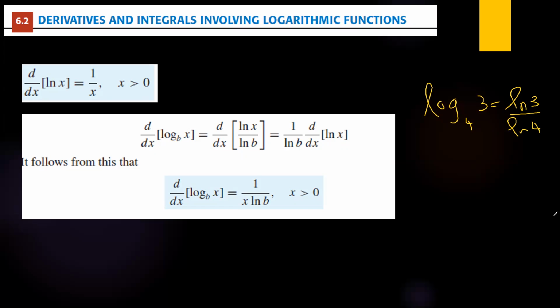So here also, if you want to find its derivative, you have to find it as the derivative of ln of x over ln of b, times the derivative of ln of x, which is 1 over x. So the derivative of logarithm to the base b of x is 1 over x ln of b, because when you multiply them, you have 1 over x ln of b.